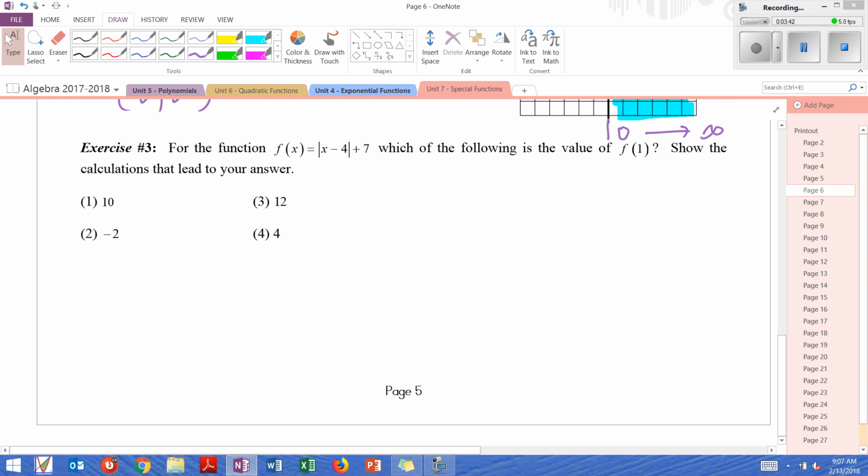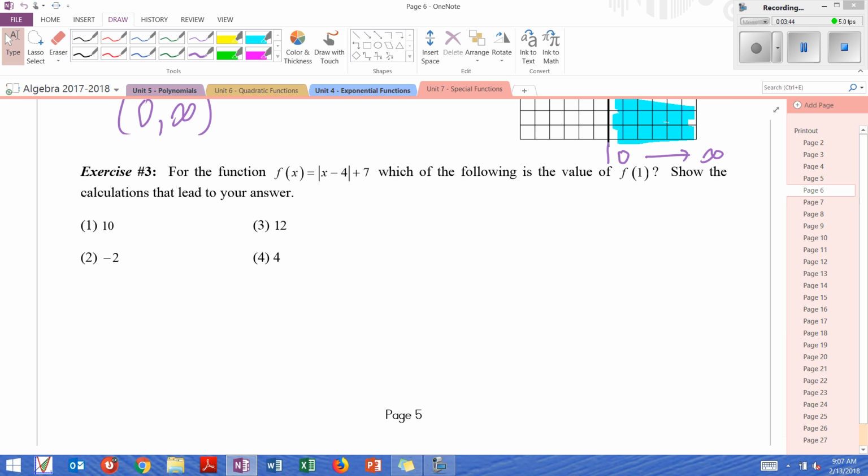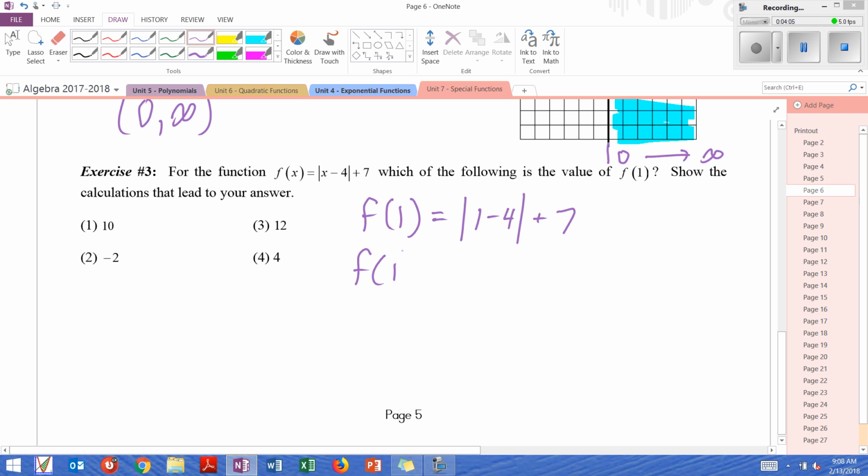Okay, exercise 3. For the function f of x is equal to the absolute value of x minus 4, plus 7, what is the value of f of 1? So what we're going to do, well, we could graph it if we wanted to. I am going to substitute it in. Either way is fine. So using order of operations, we're going to simplify what's in the groupings first. So 1 minus 4 is -3, plus 7.